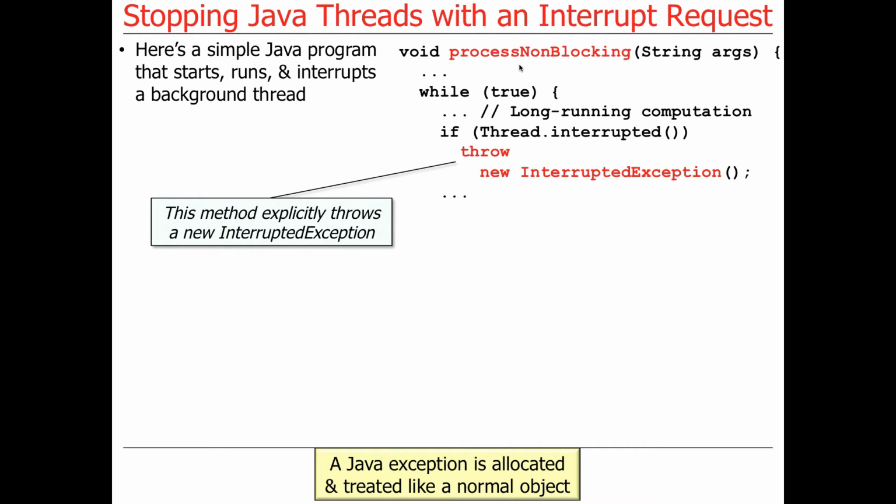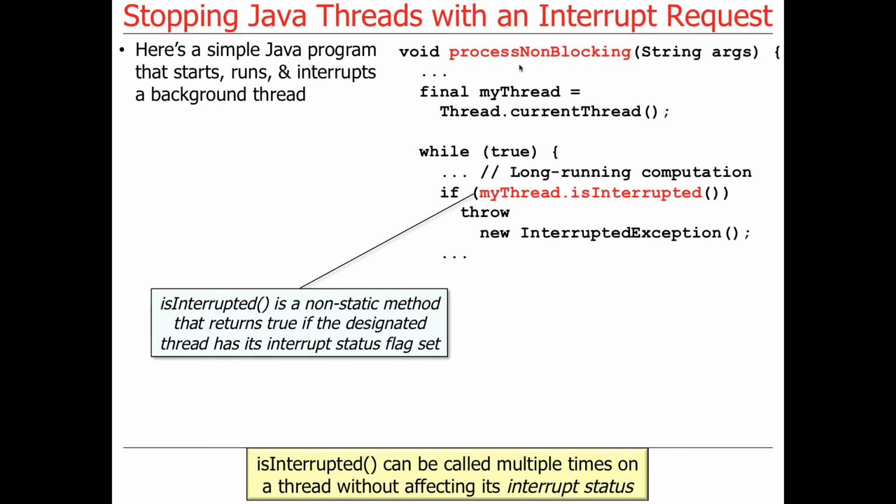A Java exception is allocated and treated just like a normal object. So it's treated like an object in the sense you create it with a constructor and so on, but notice it goes up the call chain of the stack until it's either caught and handled or until it falls off the end of run or main, in which case you'll get an uncaught exception error unless you've set an uncaught exception handler. And there are various ways of doing that as well.